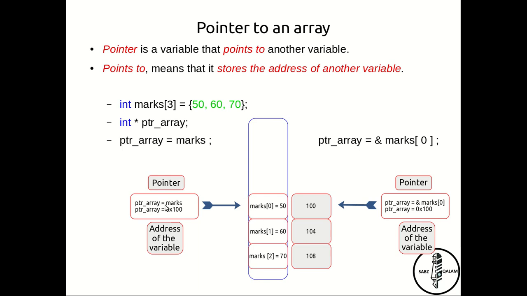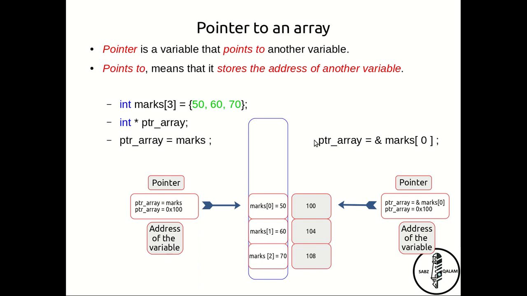So pointer array has been assigned as marks because the address of the first location is 100. This pointer stores the value 0x100. The 0x means that it is a hexadecimal number. Now alternatively, if I would have said that pointer array has been assigned the address of the 0th location of the array marks, it would have pointed to the same location, right? So they both really are the same thing. Here again you see that this pointer is pointing to the same location, and so both these statements really mean the same thing.